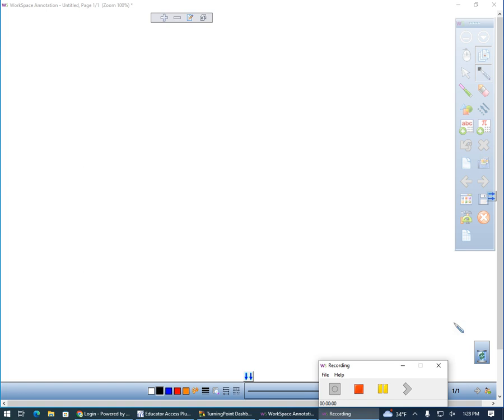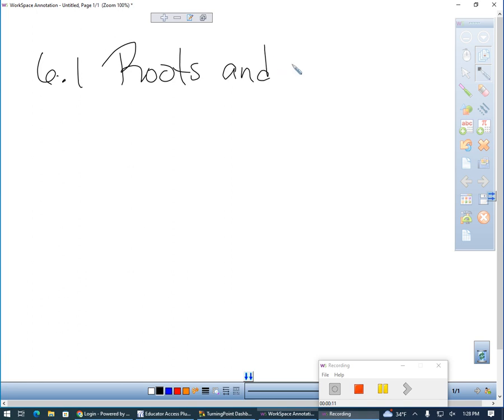6.1, we're talking about roots and radicals. All right, roots and radicals. So a lot of this has to do with square roots, cube roots, fourth roots, fifth roots. All right, that's what we're talking about today.